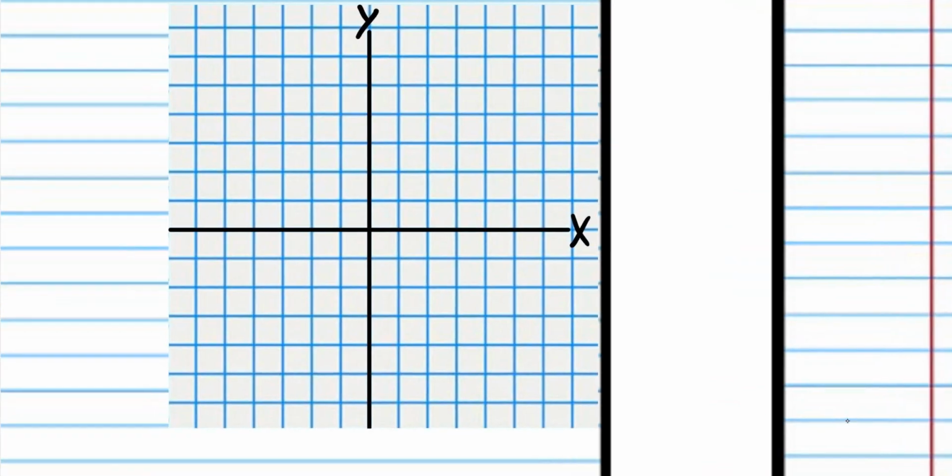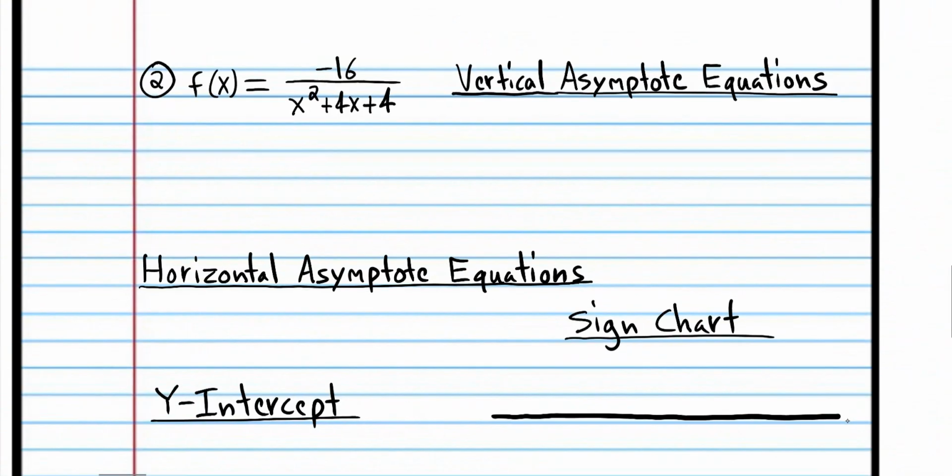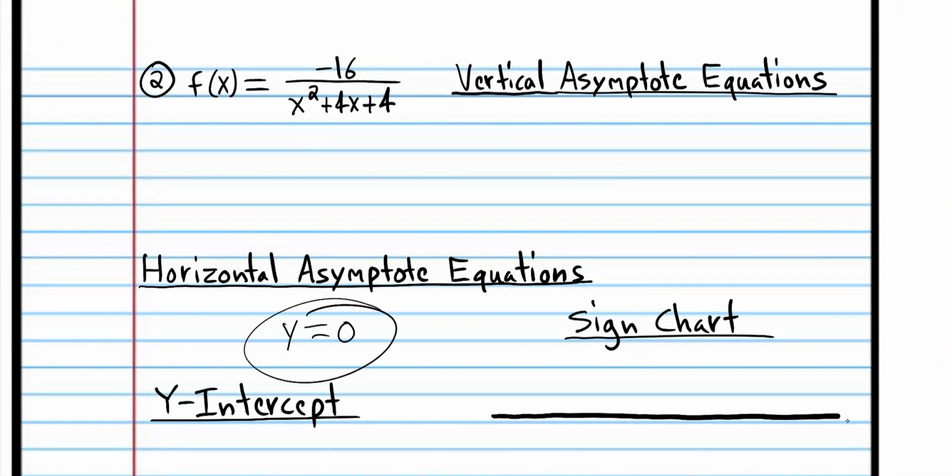So I'm going to go ahead and draw that. And I'm going to write the equation of the horizontal asymptote, even though the problem doesn't tell us to do that.